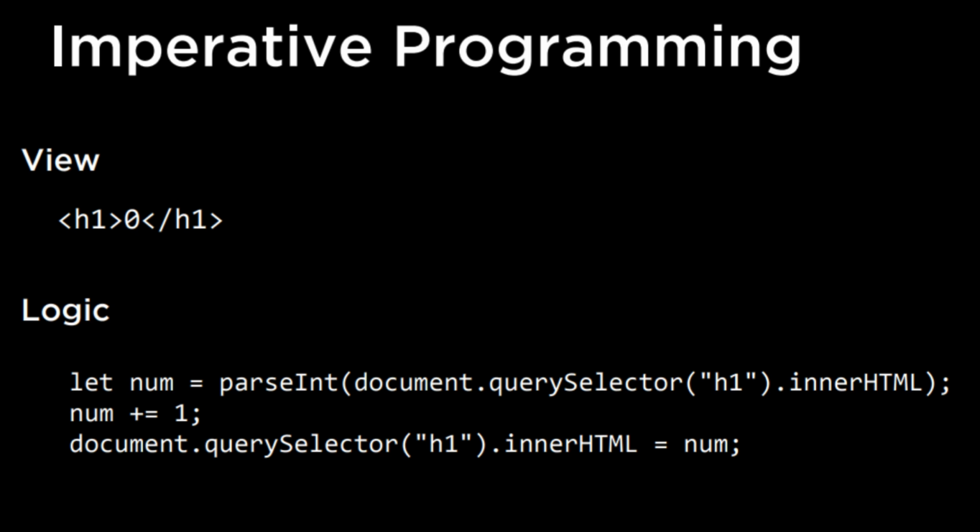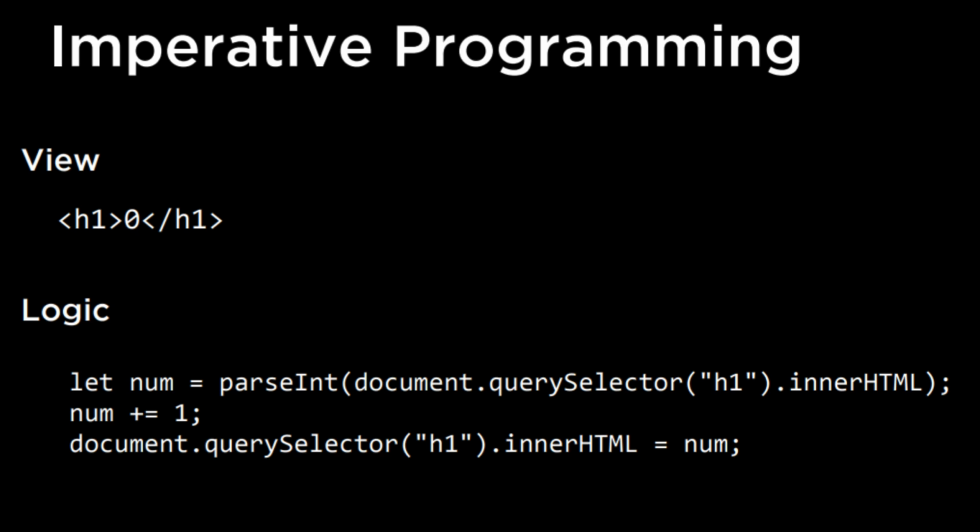Then you can use document.querySelector('h1').innerHTML so you can get the innerHTML. Then you assign that to the num. So the num will be 1, so it will change from 0 to 1. You can use this, for example, in a simple program like a counter, when you start counting 1, 2, 3, 4. You can use logic like this in JavaScript.